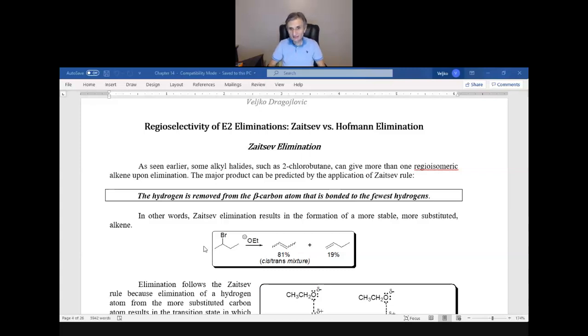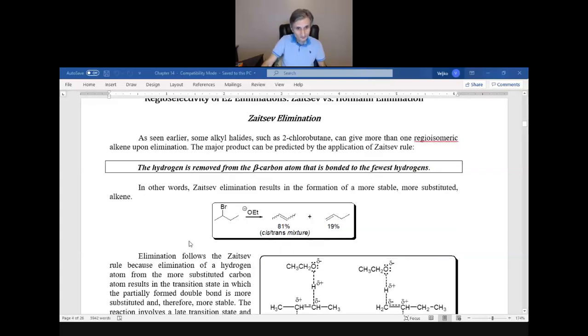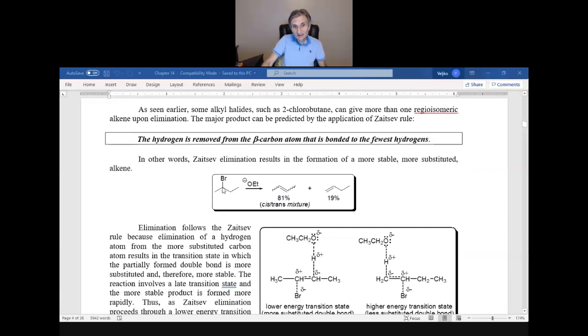And so this is what Zaitsev regioselectivity states, that hydrogen is removed from the beta carbon atom that is bonded to the fewest hydrogens. We can see how it corresponds to Markovnikov rule, and also you can get some idea what Butlerov was thinking when he gave this work to Zaitsev to get back at Markovnikov. So you can see here we have carbon-bromine bond, and there are two neighboring beta carbons. Hydrogen is removed from beta carbon that is bonded to fewest hydrogens. This is CH3 and this is CH2.